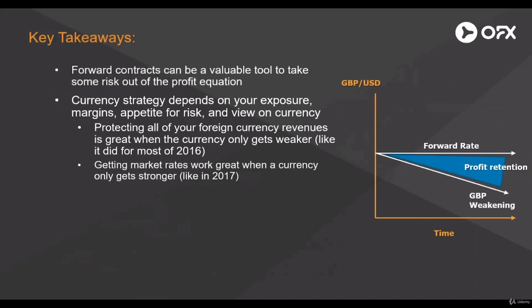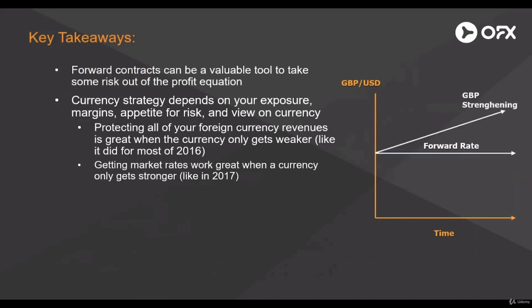Getting market rates works great when a currency only gets stronger, like in 2017. We saw that. The pound goes up, right? If we set the forward rate, we're making money, but not as much money. So you have missed additional profit.